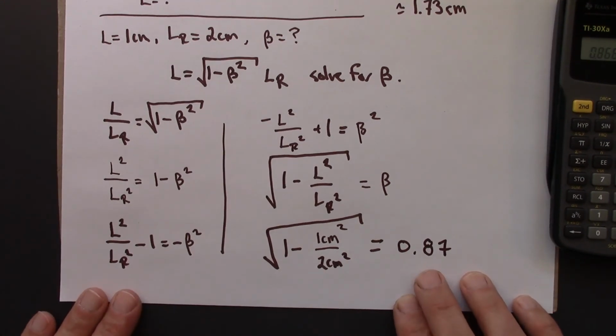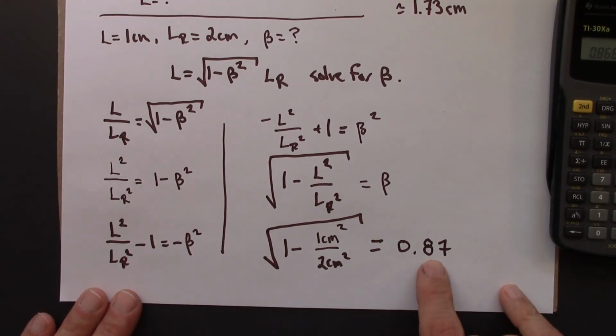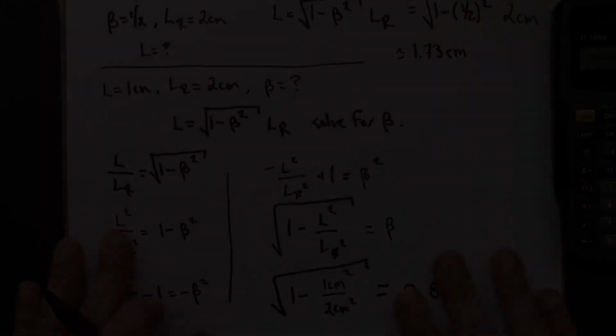So this tells me that Beowulf would have to be going at 0.87, or 87% the speed of light, in order for the length to be halved, so that the contraction was so much that the length of the chopsticks is now half the original length.